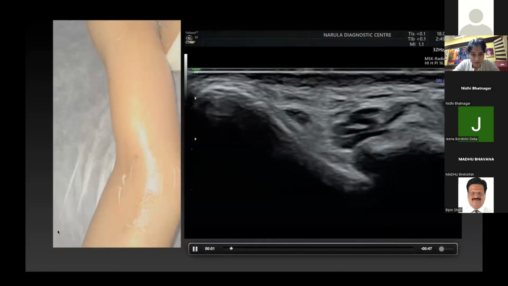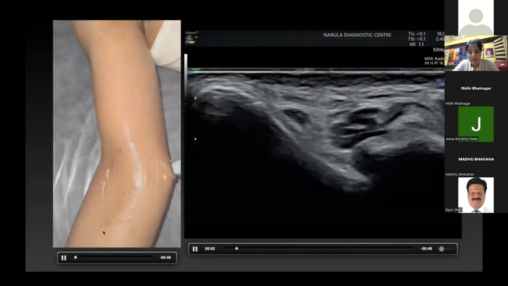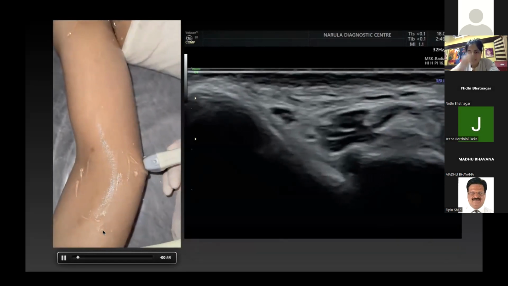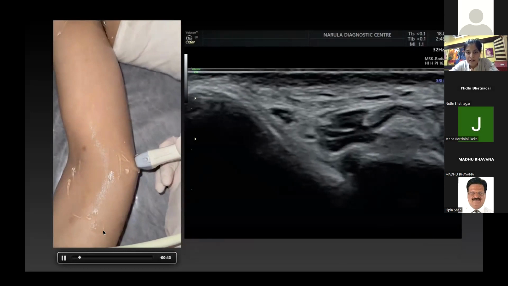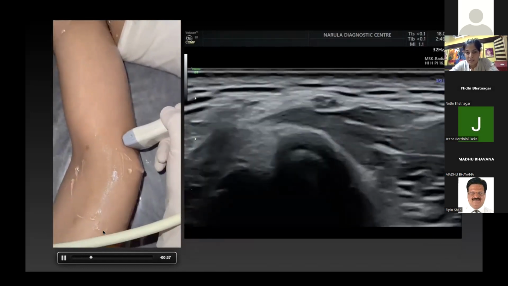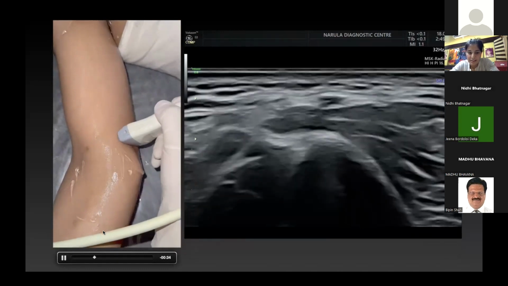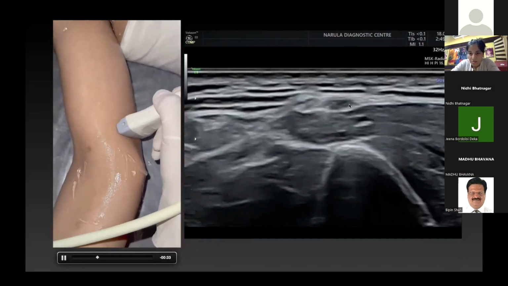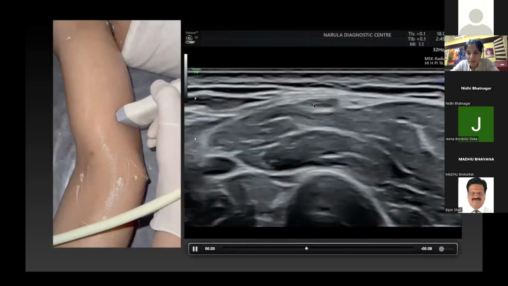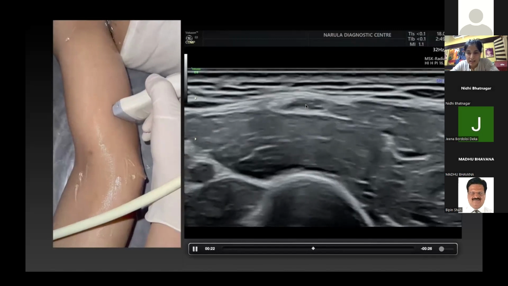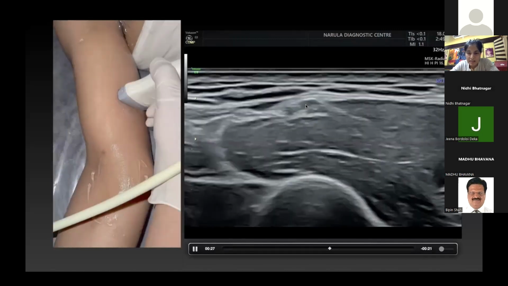This is how we trace the nerve cranially. This is the position in which we do the ulnar nerve scanning, starting from the elbow, and we progress cranially along the medial aspect of the arm, tracing the nerve. My pointer is here. Can you see? This is the ulnar nerve, which we are tracing as we go cranially till the level of the axilla. This is the ulnar nerve superficial to the triceps muscle.